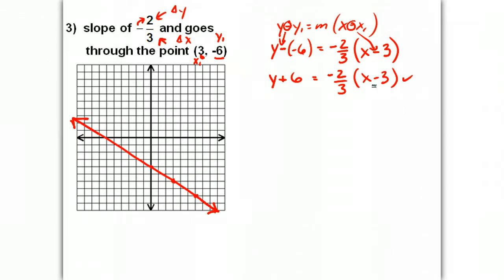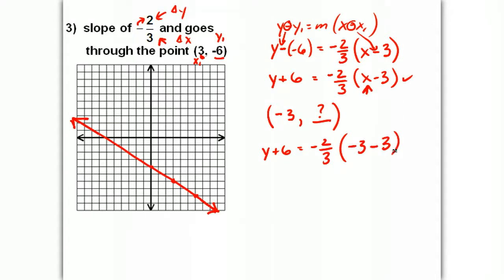What that does for us is if we want to find any point on this line, we can choose an x, and it's going to give us the appropriate y. Let's take a look. Let's say that we're given x is equal to minus 3, and we want to find what the y coordinate is on this line. We're just going to substitute my x into this spot. So y plus 6 is equal to minus 2/3 times minus 3.